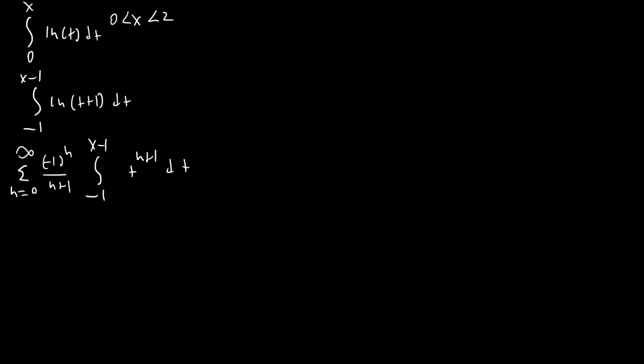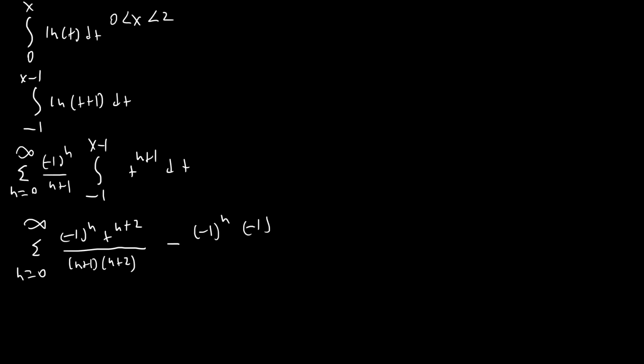So we're going to get the sum from n equals 0 to infinity of -1 to the n, t to the n plus 2 over n plus 1 times n plus 2, minus -1 to the n, -1 to the n plus 2 over n plus 1 times n plus 2. And notice that this -1 to the n cancels with this -1 to the n, and this is just 1, right? So we don't need to worry about that, and we can just replace this with a 1.